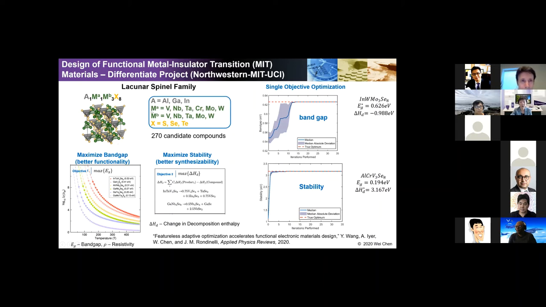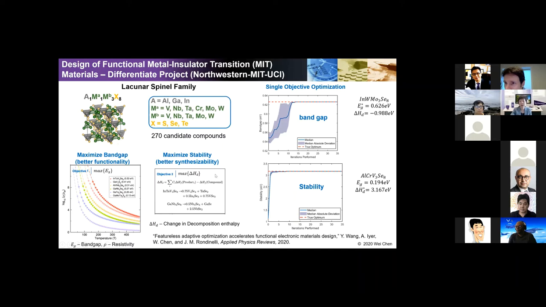In this case, for each of those locations, you have multiple levels you can choose. So in combination, there are about 270 candidate compounds. And each of those DFT simulations actually takes days, okay? It's on a supercomputer. It's not on a regular computer. It takes days to do one simulation.